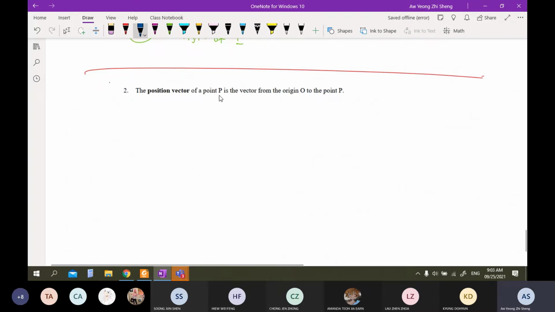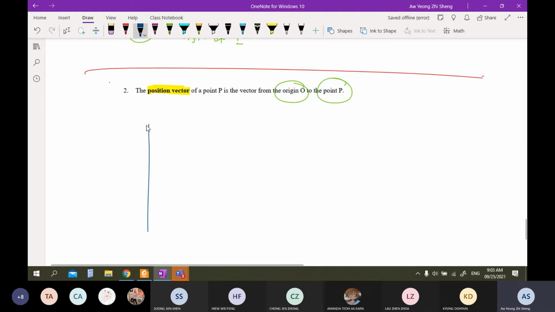Right, the position vector of a point P is the vector from the origin O to the point P. So this introduces you to the concept of position vector. For whatever point, whether it's in a 2D space or in a 3D space, the meaning of position vector is the same. It's always a vector directed from origin O to the point P.